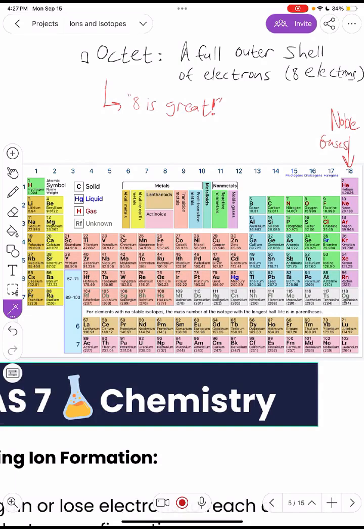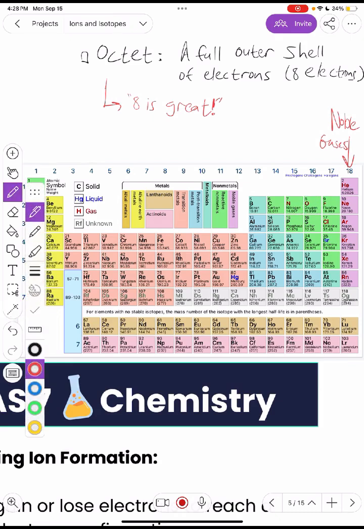And the way I know that it is 8 is because if you count across, we always skip all these here when we're thinking of the outer shell. It's going to be 1, 2, 3, 4, 5, 6, 7, 8. Oxygen's 2 spaces away. So oxygen is going to gain 2 electrons.